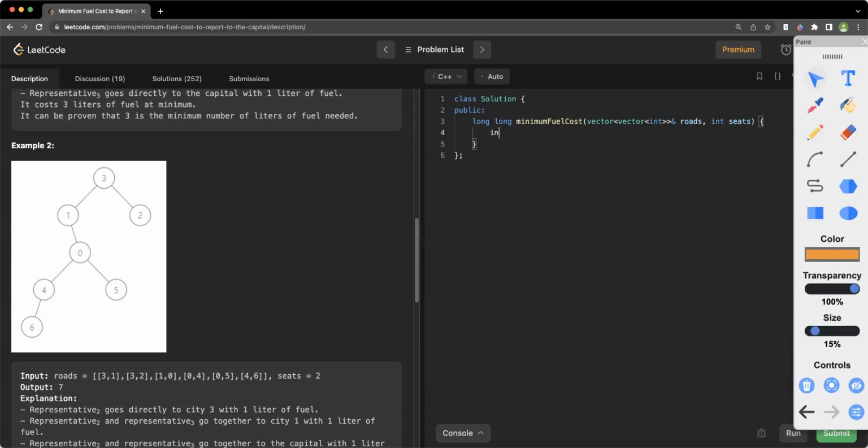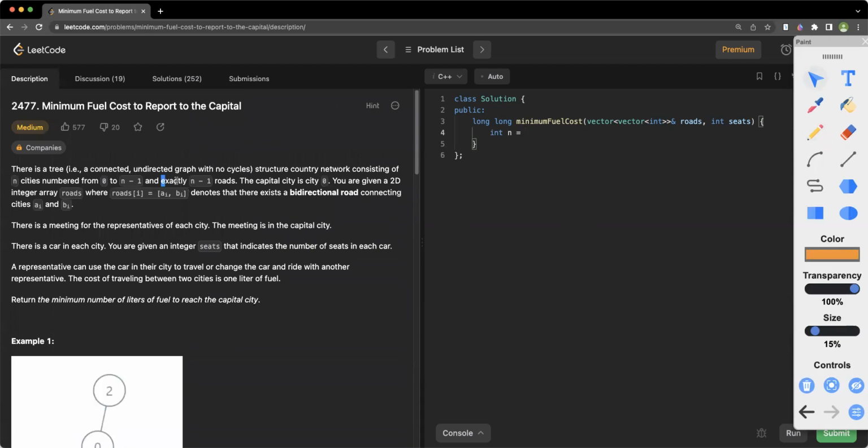Firstly, we can calculate the number of nodes in the graph. We have exactly n minus 1 roads, so we calculate the roads size and add plus 1 to get the number of nodes. Now, we are given the edges, roads, so from that we can build the graph. Let's build a graph, vector of vector of int, graph of size n.